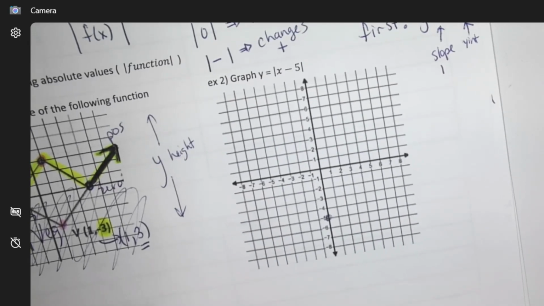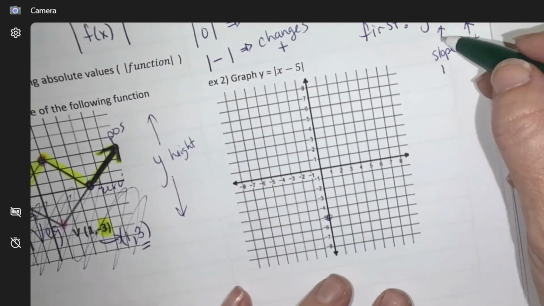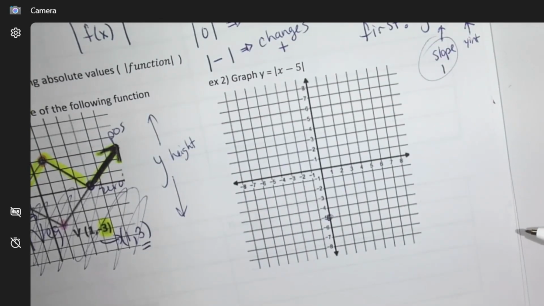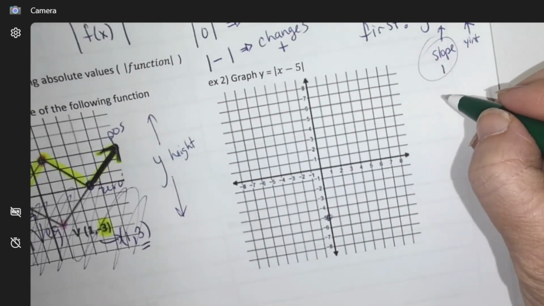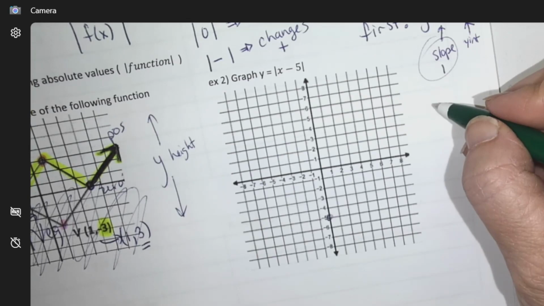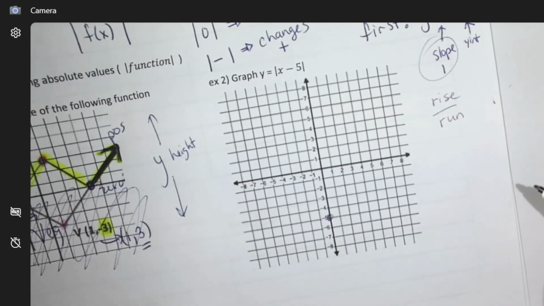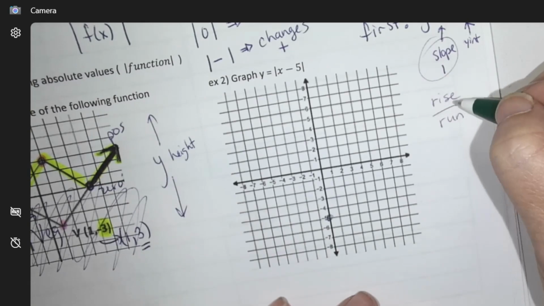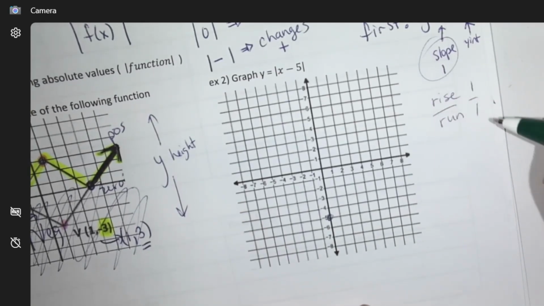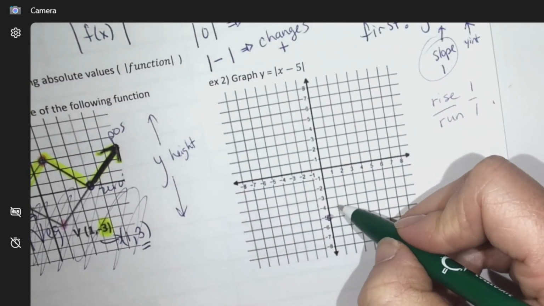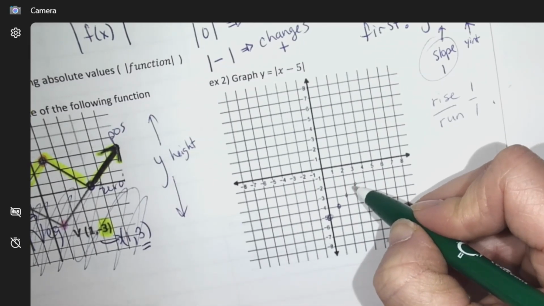And how do you ever do a slope of 1? What kind of moves would you make on a graph? Do you remember how to move on a line? Slope is a rise divided by a run. So how do you do 1? Go up 1, side 1, up 1, right. Up 1, right 1, up 1, right 1, yep.